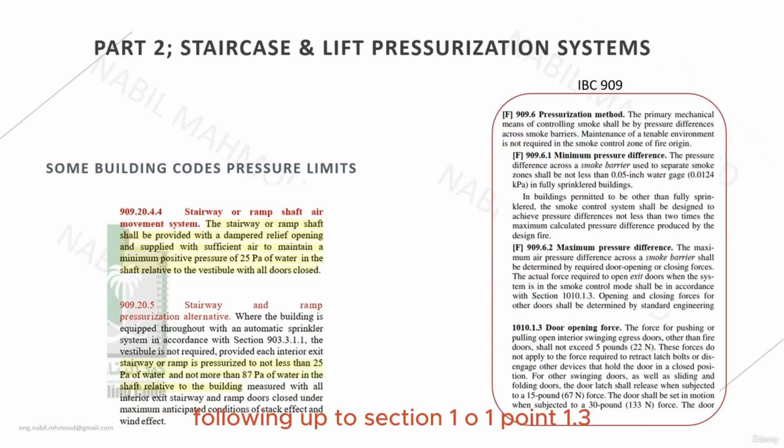Following up to section 1010.1.3, which is titled as door opening forces. The force for pushing or pulling open interior swinging egress doors other than fire doors shall not exceed 5 pounds or 22 Newton. These forces do not apply to the force required to retract the latch bolts or to disengage other devices that hold the door in closed position.